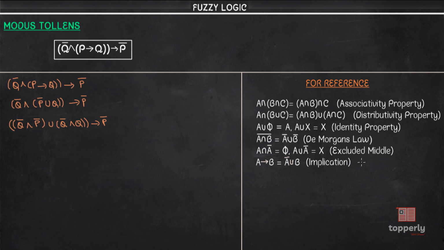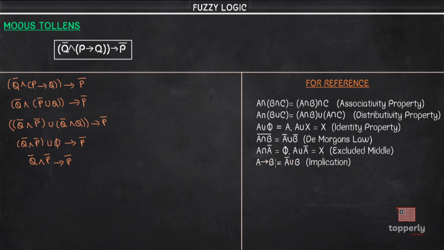And next we apply the excluded middle, which is A intersection A bar equal to phi. Here we have Q bar intersection Q, which will be equal to phi. So we have Q bar conjunction P bar union phi implies P bar. Now as per the identity property, we know that A union phi is equal to A. Therefore Q bar conjunction P bar union phi will be equal to Q bar conjunction P bar as per identity property, and this implies P bar.